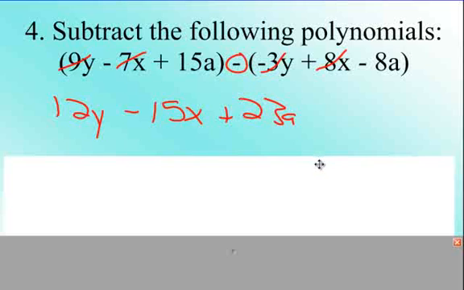And again, they didn't give us any order to put anything in. So you can use column method, you can use kind of common sense, you can draw circles and triangles and boxes, whatever works for you right now.